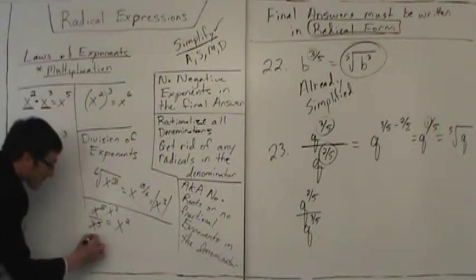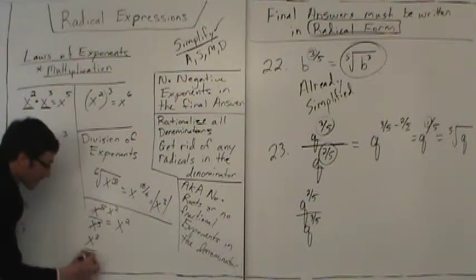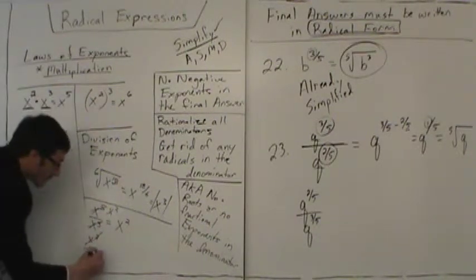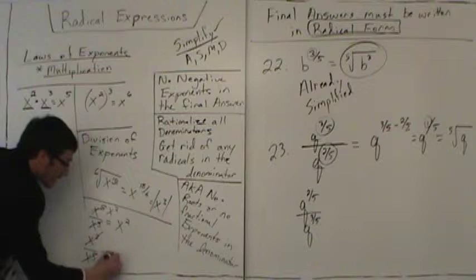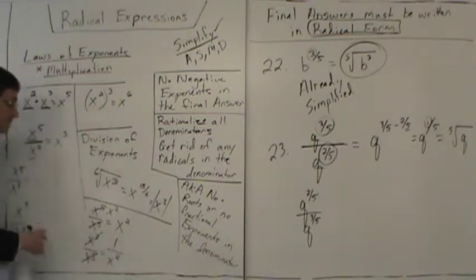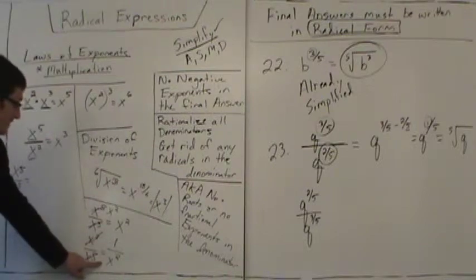However, if I write x to the 3rd divided by x to the 5th, notice if we cancel 3 x's with 5 x's, we have 2 x's left over. But where are these 2 x's left over? They're left over in the denominator. So we have nothing left on top. We write a 1. So we end up with 1 over x squared.